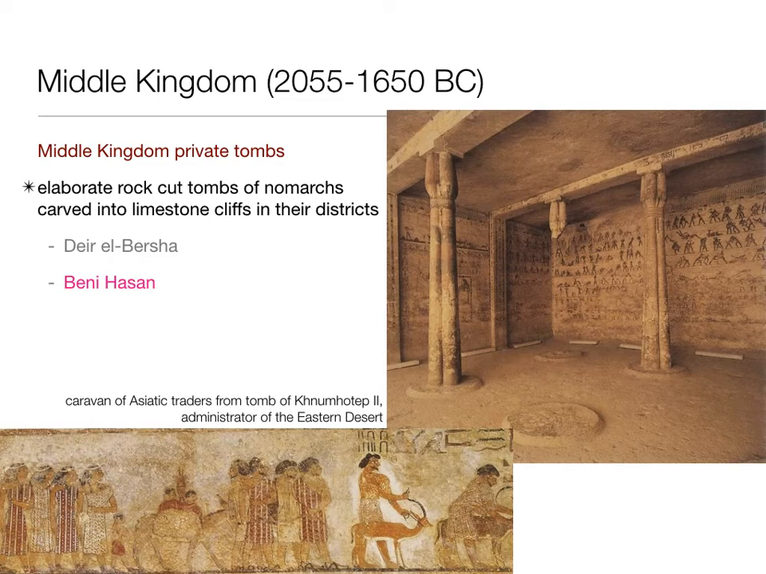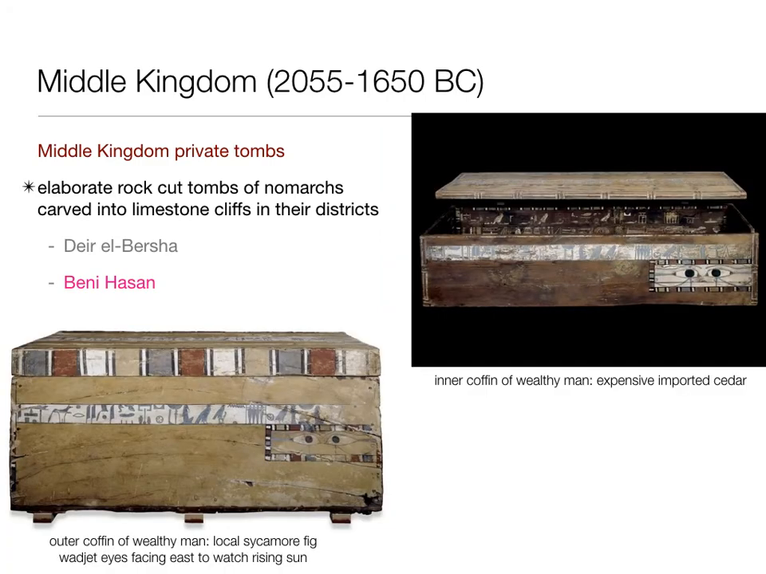And you can see really monumental tombs with column bases and these sorts of things. So really elaborate tombs at this time. And another way in which we can see the wealth moving into private hands is the beginning of what we call coffin texts.